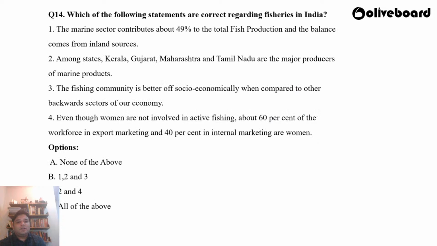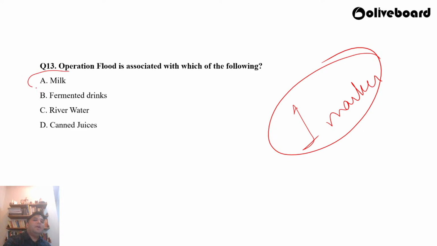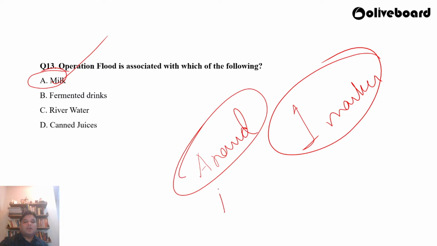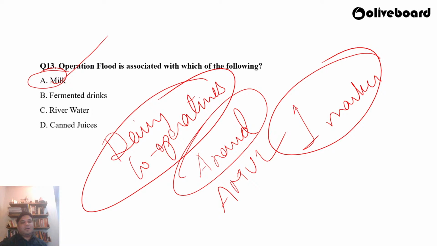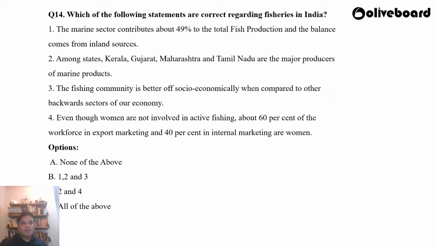So the right answer is A, milk. Right? Operation Flood is associated with milk. Okay. It all started with the district Anand, right? You had Amul coming out of it. So here you're talking about dairy cooperatives where farmers came together, right? And they pooled in their resources, which led to Operation Flood.